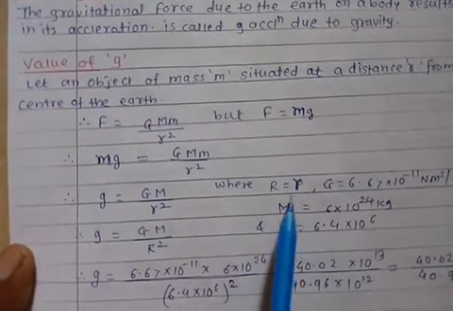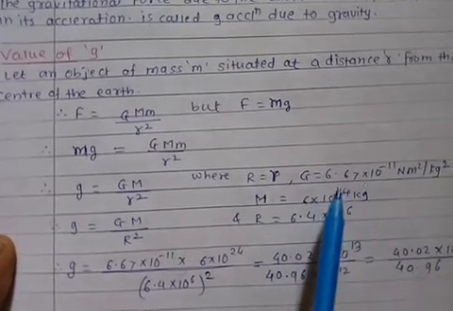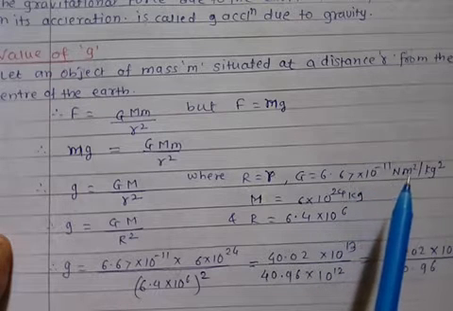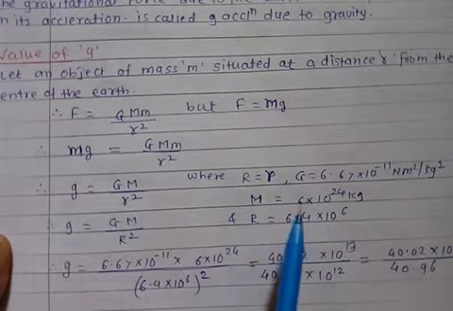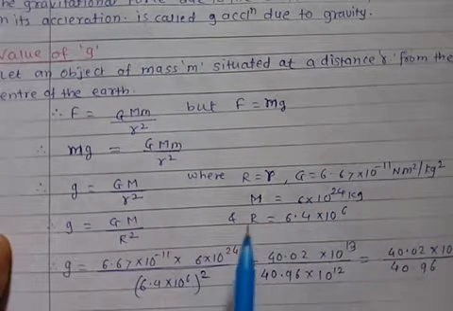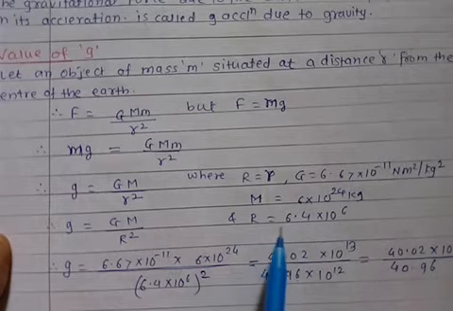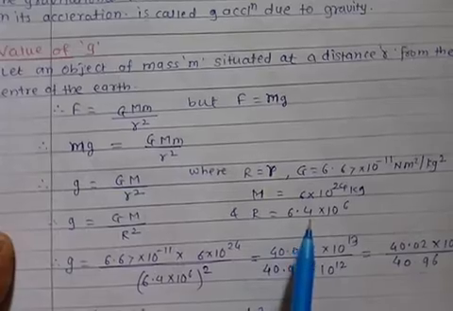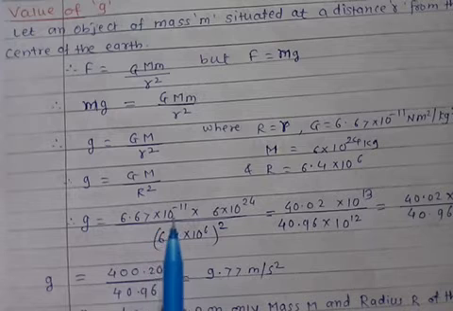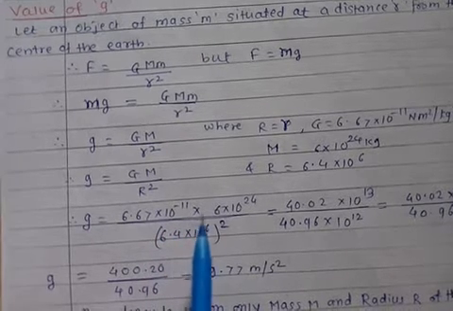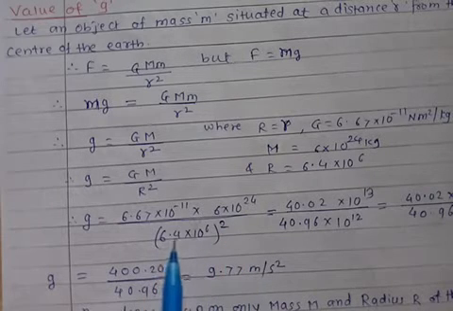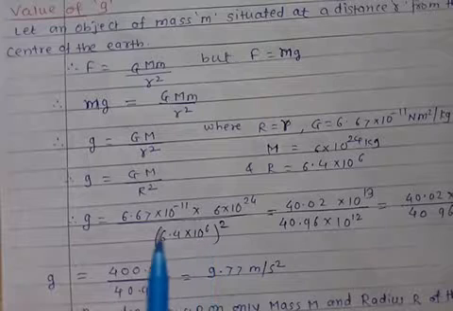Here G equal to 6.67 into 10 raised to minus 11 newton meter square per kg square, that is the universal constant. M is the mass of the earth, 6 into 10 raised to 24, and R equal to 6.4 into 10 raised to 6, that is the radius of the earth. Put those values in this equation. We get 6.67 into 10 raised to minus 11 into 6 into 10 raised to 24 divided by (6.4 into 10 raised to 6) square.